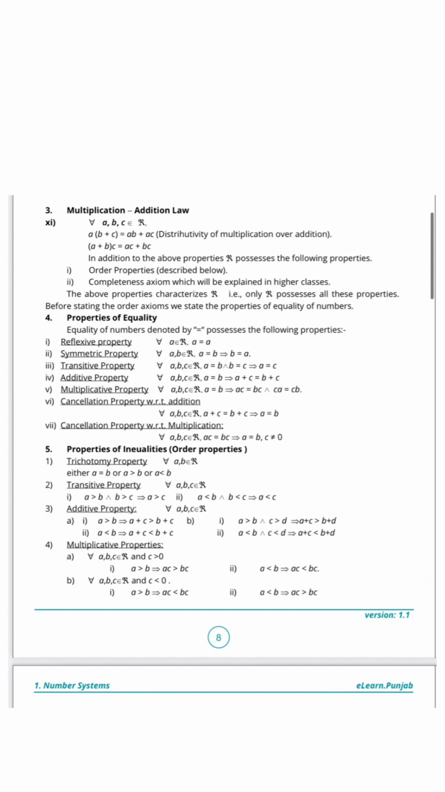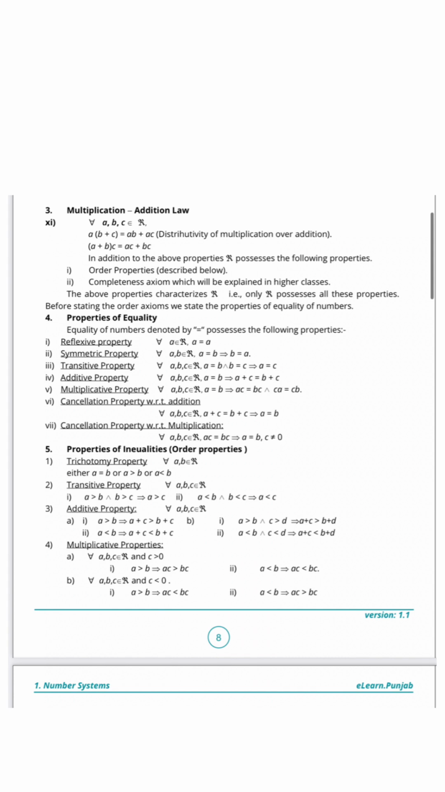And if a is greater than b and c is greater than d, then a plus c is greater than b plus d. You are just adding certain numbers. And if a is less than b and c is less than d, it implies that a plus c is less than b plus d. You are now adding 2 different numbers.